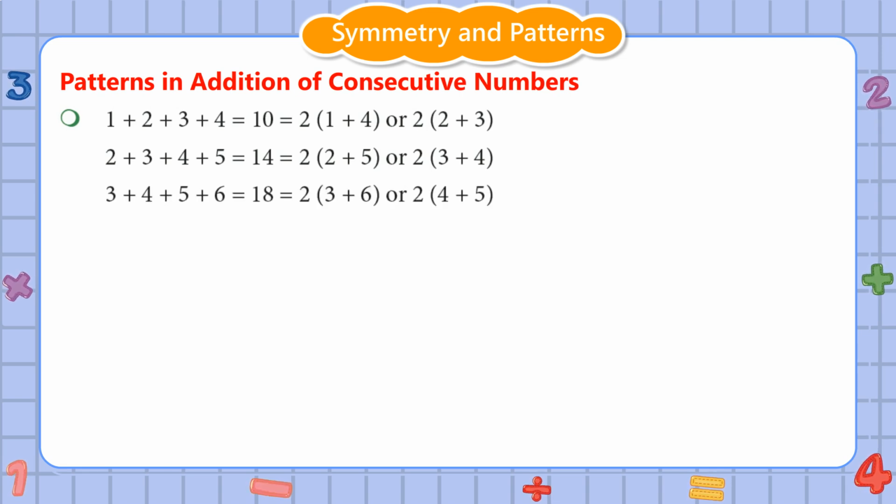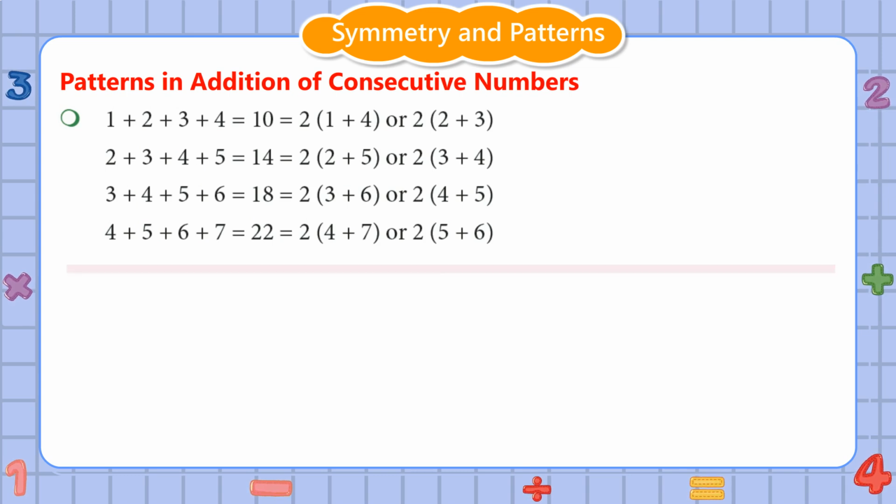3 plus 4 plus 5 plus 6 is equal to 18. It is equal to 2 multiplied by (3 plus 6) or 2 multiplied by (4 plus 5). 4 plus 5 plus 6 plus 7 is equal to 22. It is equal to 2 multiplied by (4 plus 7) or 2 multiplied by (5 plus 6).